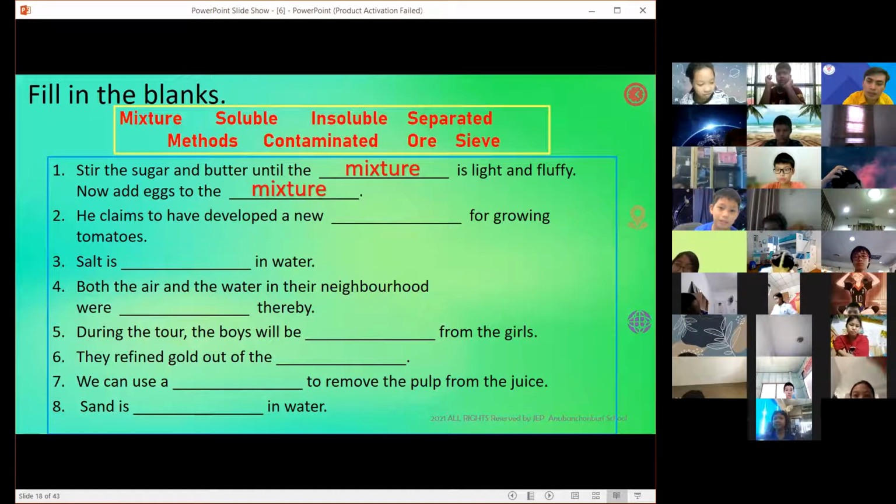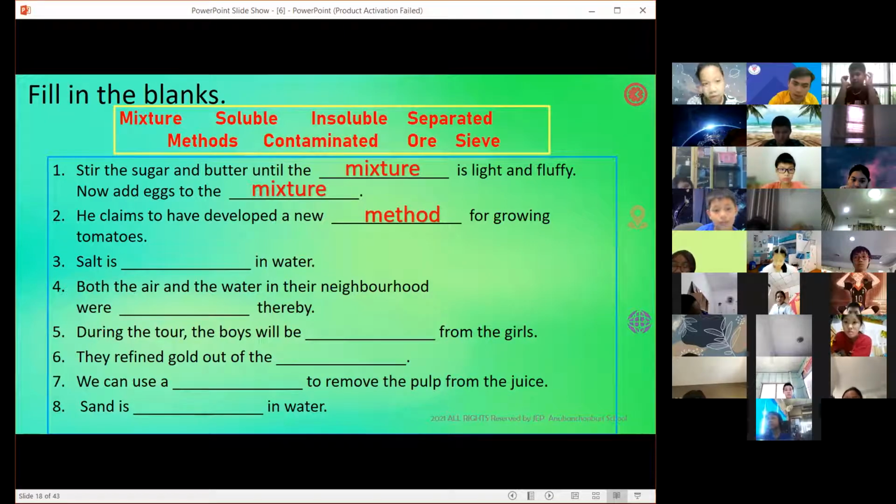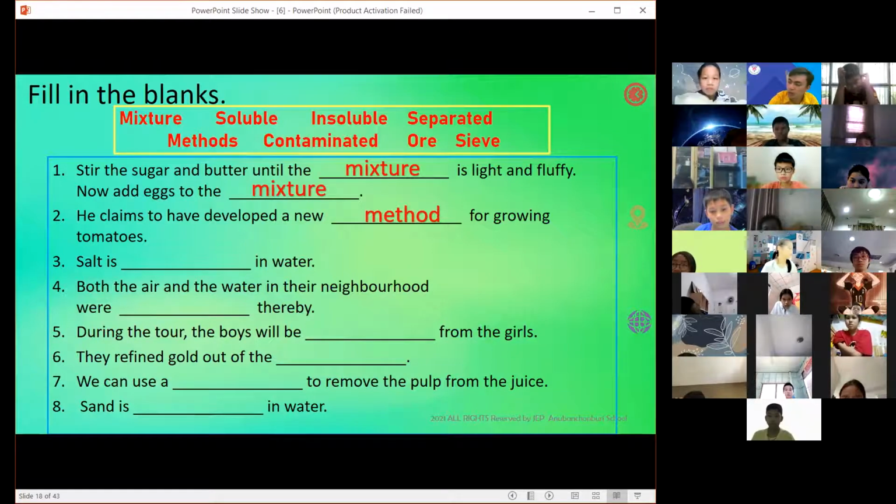Okay, let's give it to Nataya then. Nataya, what's your answer? Method. Methods, perfect, very good. He claims to have developed a new method for growing tomatoes. Please raise your hand if you want to answer so that it will be faster for me to call you. Let's ask number 3. Number 3 is very, very simple. Who wants to answer number 3?